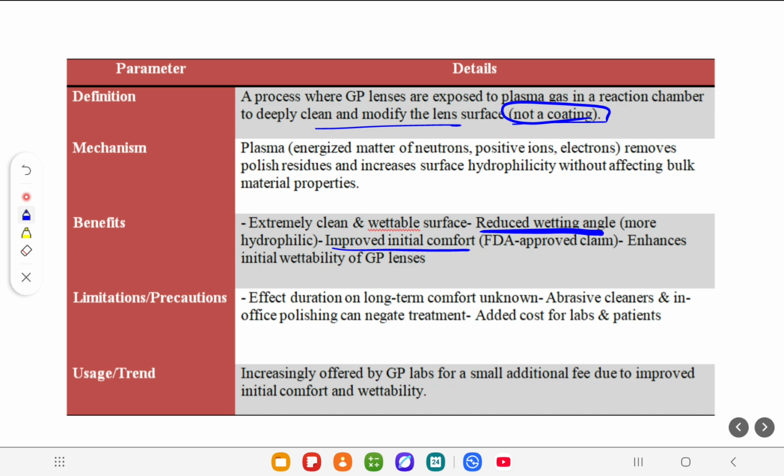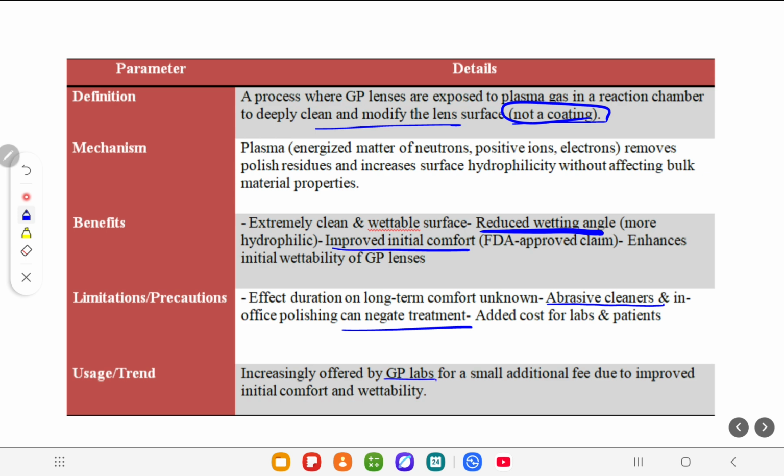What is the limitation? The effect duration on long term comfort is unknown, because short term, yes, definitely, but long term we don't know. But one thing we must be cautious about is that abrasive cleaners and improper polishing can create a negative effect on the surface. It can vanish the advantage of plasma treatment if we use abrasive cleaners. It's an increasing trend, increasingly offered by GP labs for a small additional fee due to the improved initial comfort and wettability. So basically, GP labs do all these things.